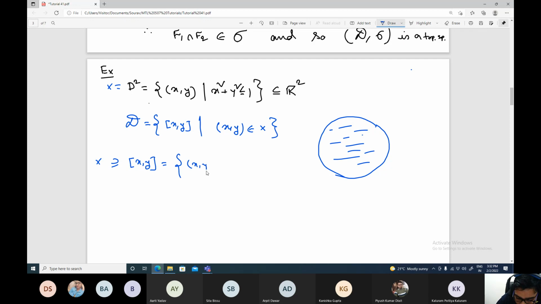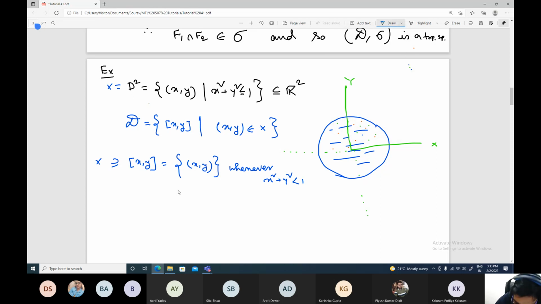So this is x comma y. This is a singleton set whenever x square plus y square is strictly less than 1, means whenever we have an interior point. Let me give the axes as well. So these are the axes, this is our x-axis, this is the y-axis. Whenever we have points in the interior, we take the singleton set as an equivalence class.